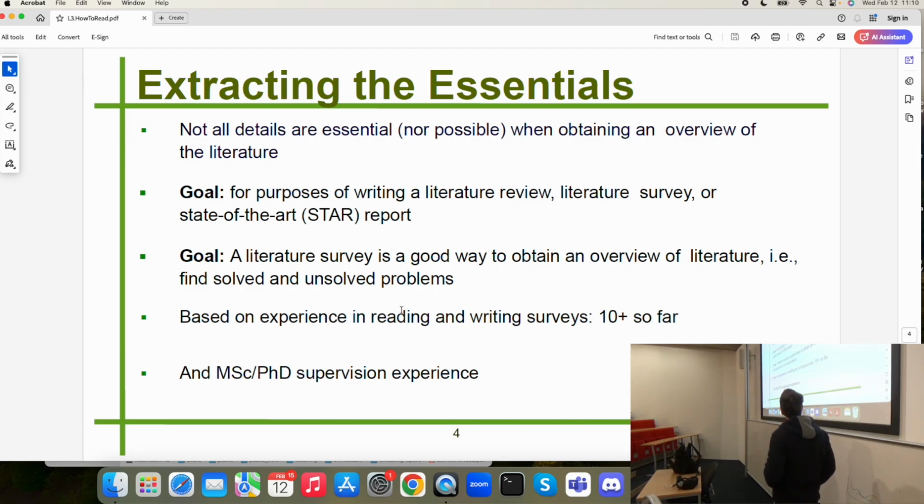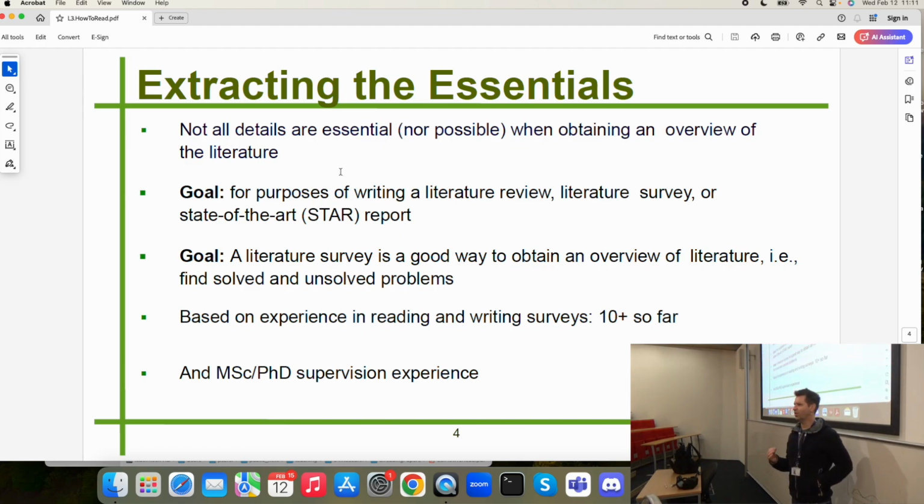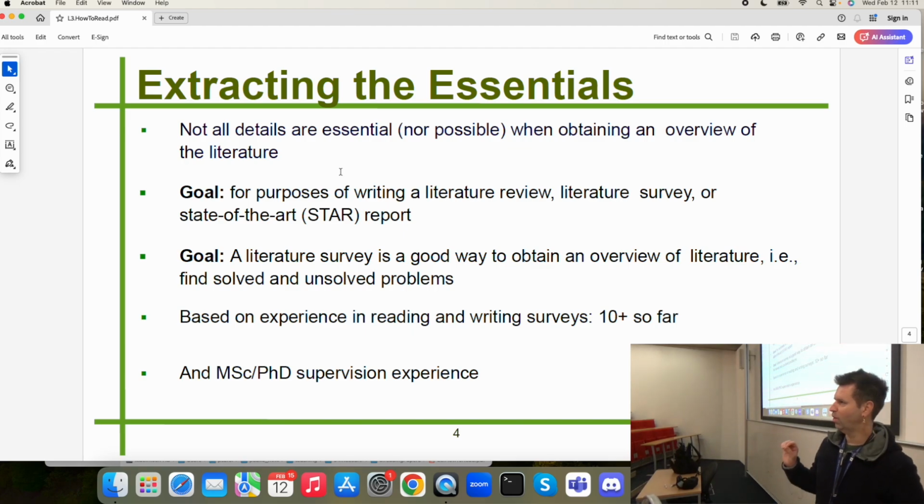So the idea is, if we look at a research paper, and it's not just a research paper, if we look at the world, we read anything, not all details are essential. If we look at the world as a canvas of information, the information does not have equal importance. So not all the details are essential, nor are they possible, by the way, to obtain when getting an overview of the previously published literature. You don't need all the details. And then the question is, well, what do you need, right?